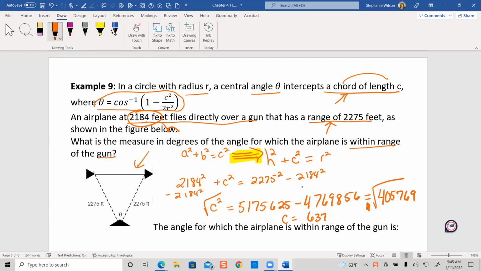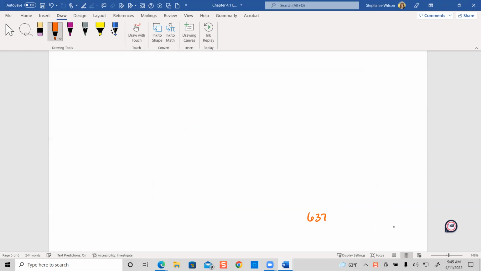Now that I know what C is, let's see if I can get my paper to scroll. Sorry about this, guys. Don't know what to do. All right, let's do this again. All right, so I'm going to use this part of the paper.